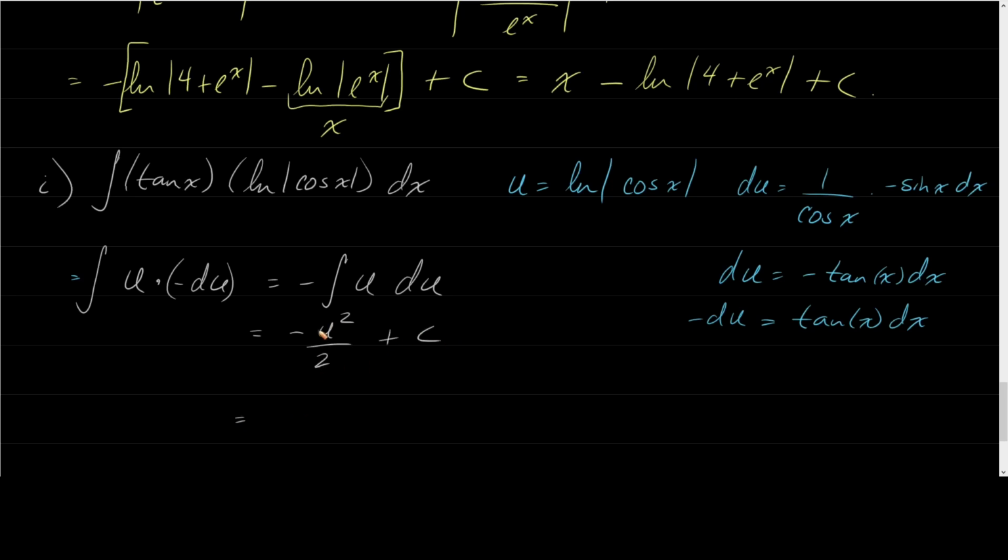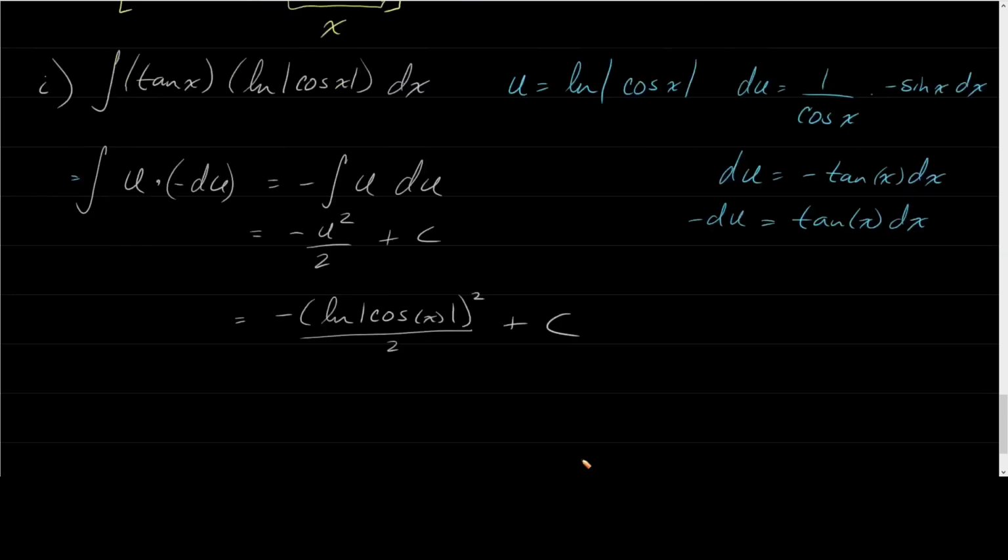We know not to leave our answers in terms of u. Our u was ln of cosine of x. So we have negative ln of the absolute value of cosine of x, squared, over 2 plus c. And we would leave it as that. There's nothing else that we can do there to manipulate it in any way. So that was I.